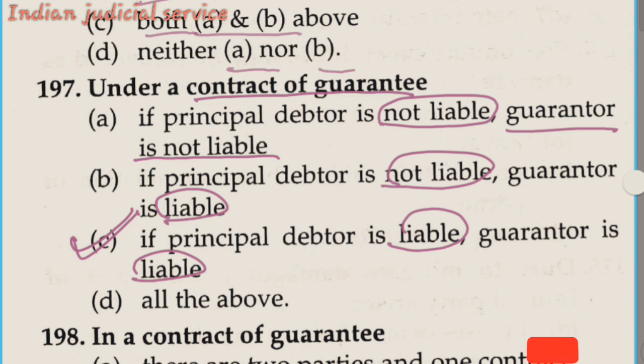But when the principal debtor fails to perform the contract, the liability of the guarantor arises, and at that time the guarantor should pay and perform the contract. So the answer here is option C.